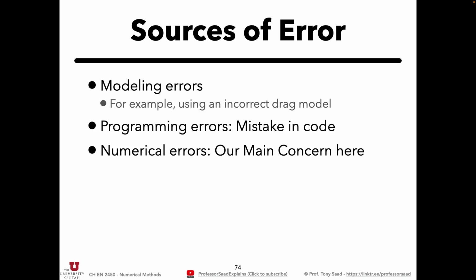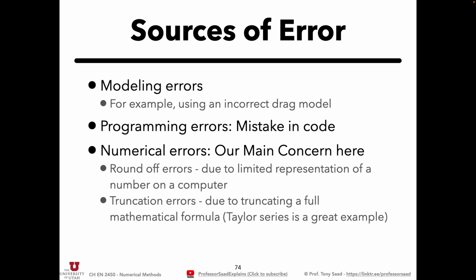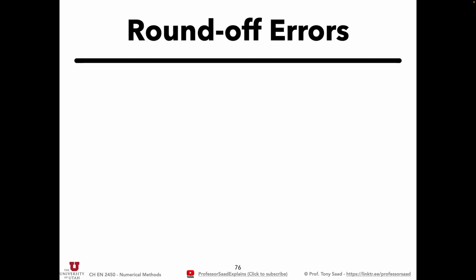There are programming errors, mistakes in code, and numerical errors, which we are concerned with here. And there are primarily two, round-off and truncation errors. We briefly alluded to both. We're going to dig a little bit deeper today. Round-off errors, you saw that example with the Ariane 5 rocket. But here's a different summary of what round-off errors are.